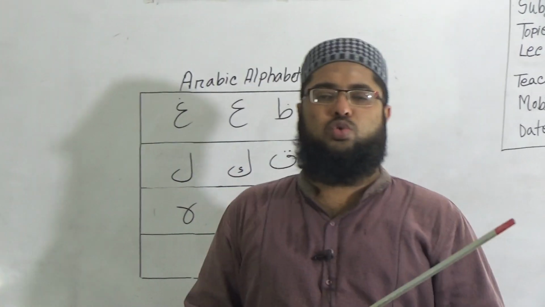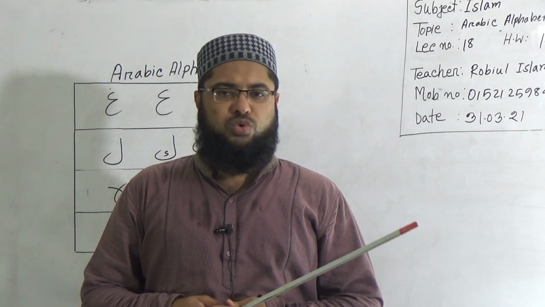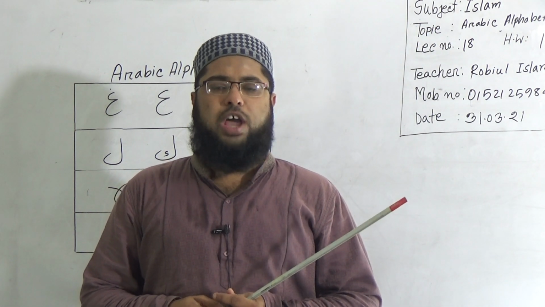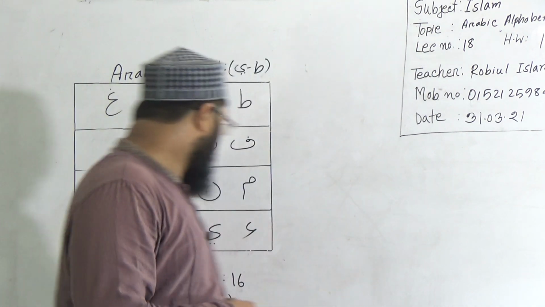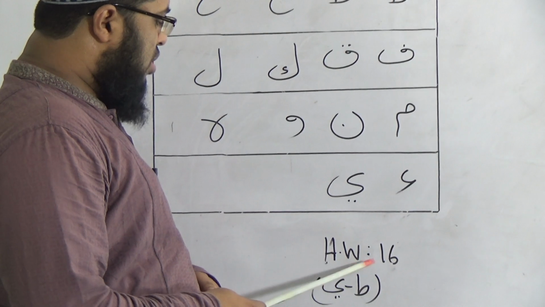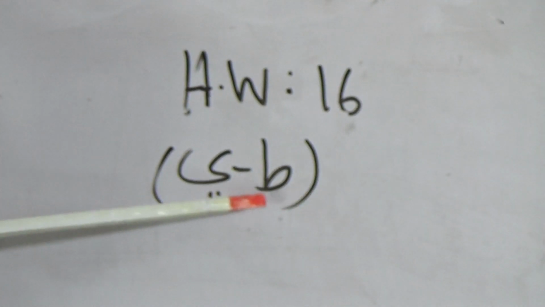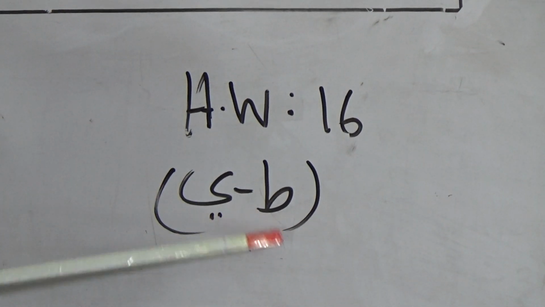Alhamdulillah, my dear students, today we have learned 14 Arabic alphabet from Tha to Ya. And that's all for today. I hope that you have understood our today's topic very clearly. My dear students, look at the board. Today is our SW number 16. You will make SW at your home from Tha to Ya. You will write at your home from Tha to Ya, and you will submit your SW copy.